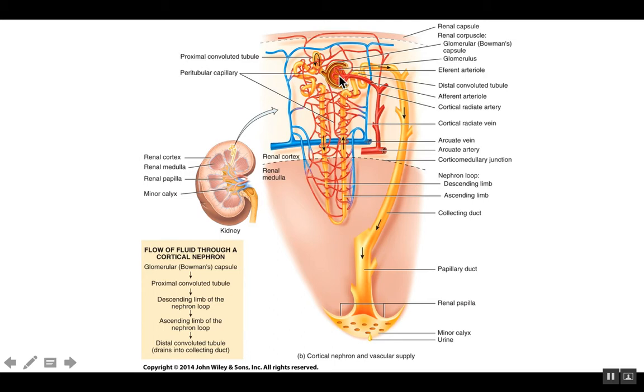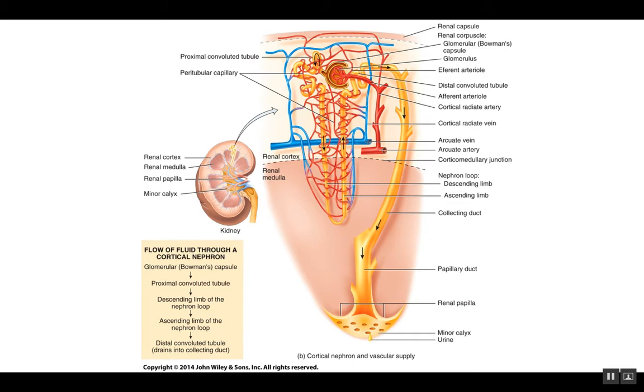Anything that does not get filtered out leaves the glomerulus in what's known as the efferent arteriole. And that efferent arteriole, you always notice it's much smaller than the afferent. It's smaller because about 20% of the volume of blood gets filtered out. So therefore, there's 20% less volume coming out this efferent than what came in using the afferent. That efferent arteriole then starts to branch, and it forms all these capillaries. All these capillaries that surround the tubule are known as peritubular capillaries. And those are going to become important for us when we get into how this nephron functions. So that's the blood flow.